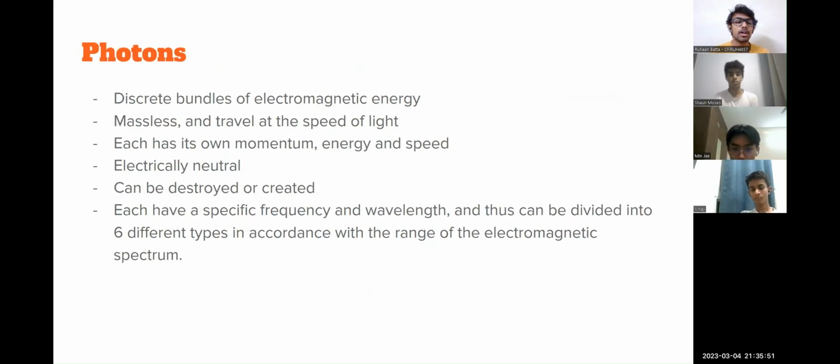Now, what are photons? Photons are discrete bundles of electromagnetic energy. They are massless and travel at the speed of light, and each has its own momentum, energy, and speed. They are electrically neutral and can be destroyed or created by the emission or absorption of radiation. And each of them has a specific frequency and wavelength, and thus can be divided into 6 different types in accordance with the range of the electromagnetic spectrum.